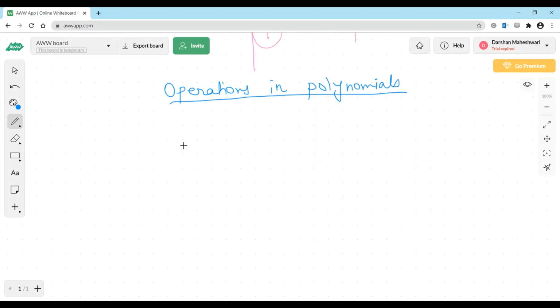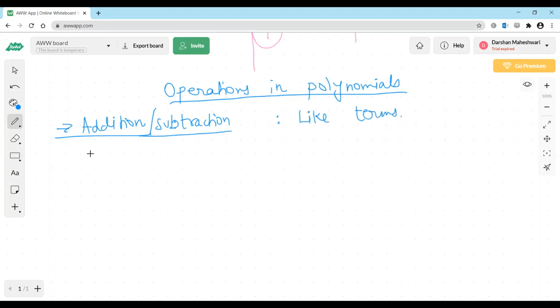So the operations will be addition, subtraction, and multiplication. Let's talk about addition first. Addition or subtraction is possible, in fact I will write subtraction as well, only between like terms, not unlike terms. So let's suppose you want to find out 2x plus 3y.